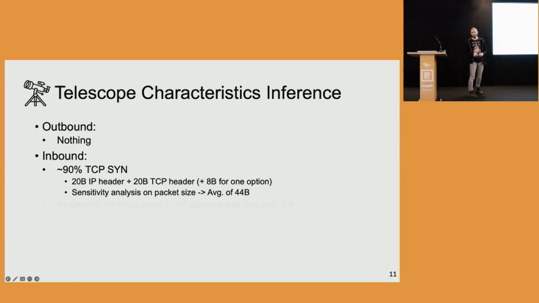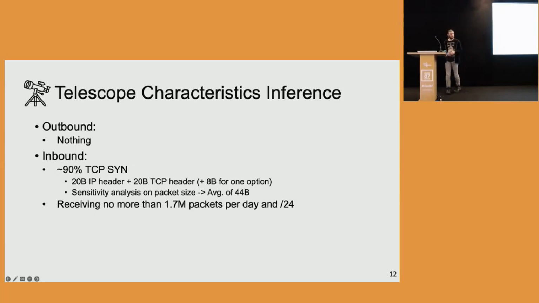Coincidence? I don't know. The next thing is that we were looking at the amount of packets that a telescope receives. Well, this depends on the size. As said, the larger the telescope prefix is, the more packets you will be recording.